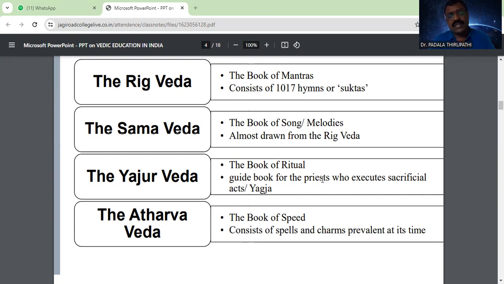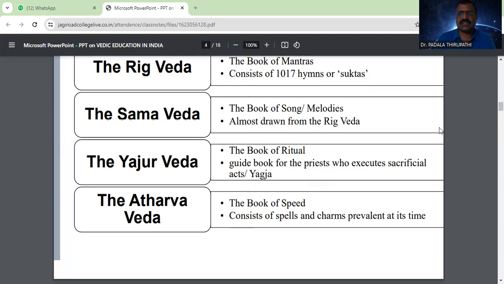Then the next one is the Atharvana Veda, the book of speech. It consists of the spells and charms prevalent at its time. The Atharvana Veda mainly relates to tantric knowledge, mantra vidyas and tantra vidyas. These are the four Vedas.